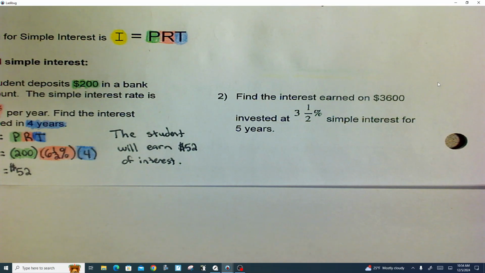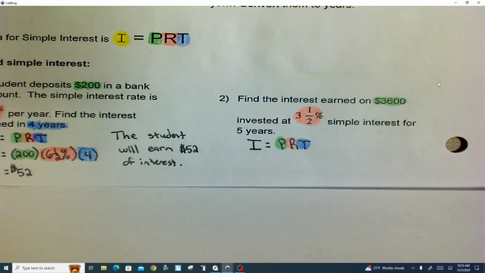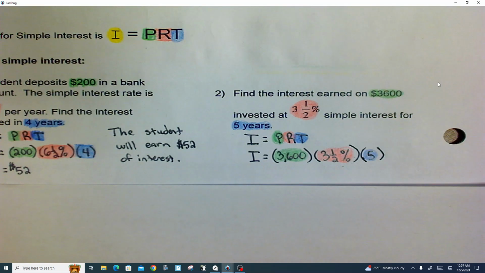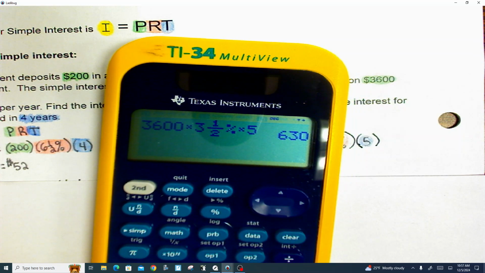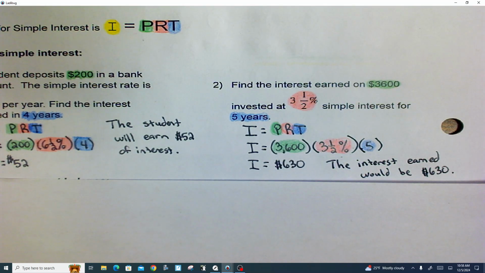Find the interest earned on $3,600 invested at 3.5% simple interest for 5 years. Remember, use the percent sign right here for 3.5%, okay? And multiply those three things together and you'll see that the answer is 630. So the interest earned would be $630.